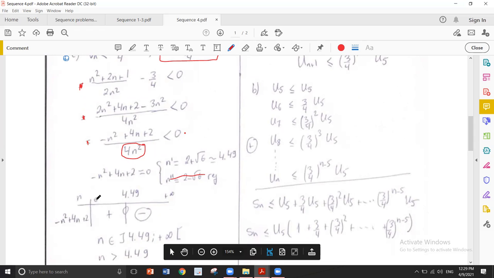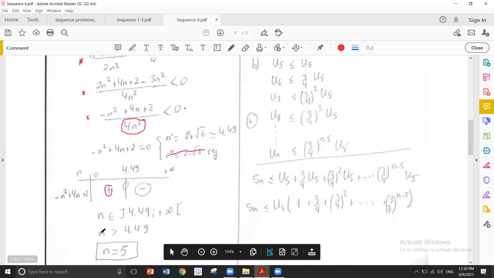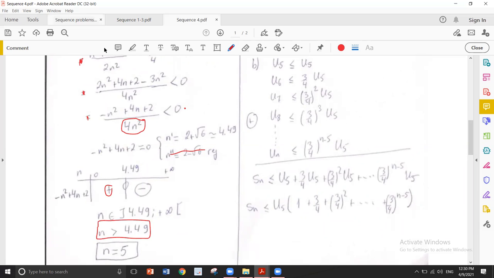I put n in minus n squared plus 4n plus 2. n starts from 0 till plus infinity. Relative to 4.49, to know the sign here, if I put 0 here, I get positive here and negative here. I need the solution negative. So for the solution to be negative, you need n greater than 4.49.